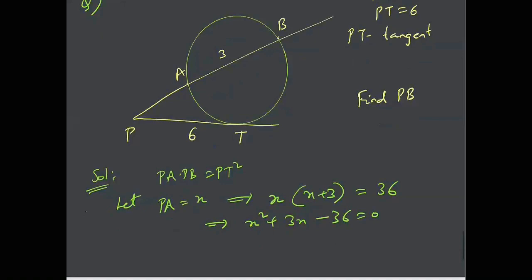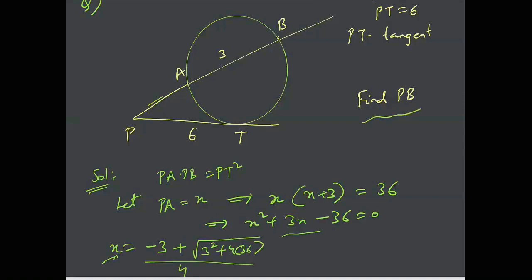If you know the direct formula to solve the quadratic, you can do so, because I don't think you can factorize this quadratic. Yeah, you can't factorize this, so you just directly use the formula: x is equal to minus 3 plus root over 3 square plus 4 into 36, by 2. So this is the value of x. Then if you get the value of x, that is PA, you can find the length of PB. PB is x plus 3.